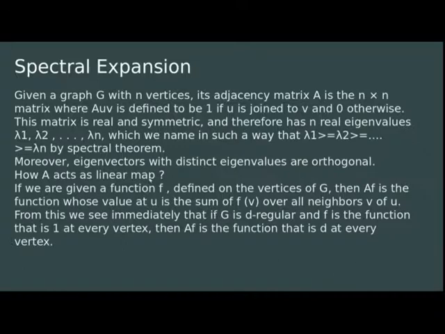Moreover, the eigenvectors and their values are orthogonal. Now since we have used the notations, we need to prove that A acts as a linear map. Take a function f which is defined on vertices of G, then Af is a function whose value at u is the sum of f of v over all neighbors v of u.